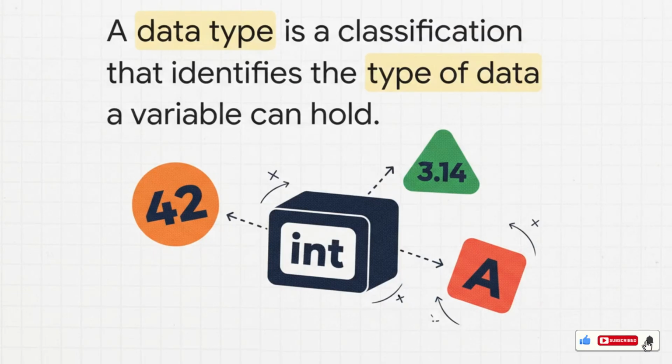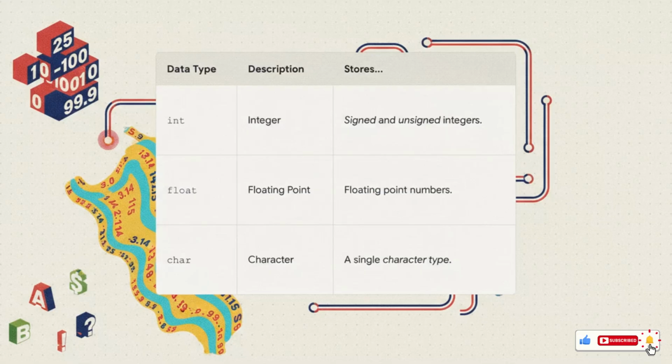But there's one little rule with these boxes, or variables. Before you can use one, you have to tell the computer what type of stuff you're planning to store in it. Is it going to hold a number, or maybe just a single letter? This is what we call its data type. And you'll run into a few common data types over and over again. For example, if you want to store a whole number, like 10 or -5, you'd use an int, which stands for integer. If you need a number with a decimal point, like 3.14, that's a float. And if you just need to store one single letter or symbol, like the letter A, that's a char.